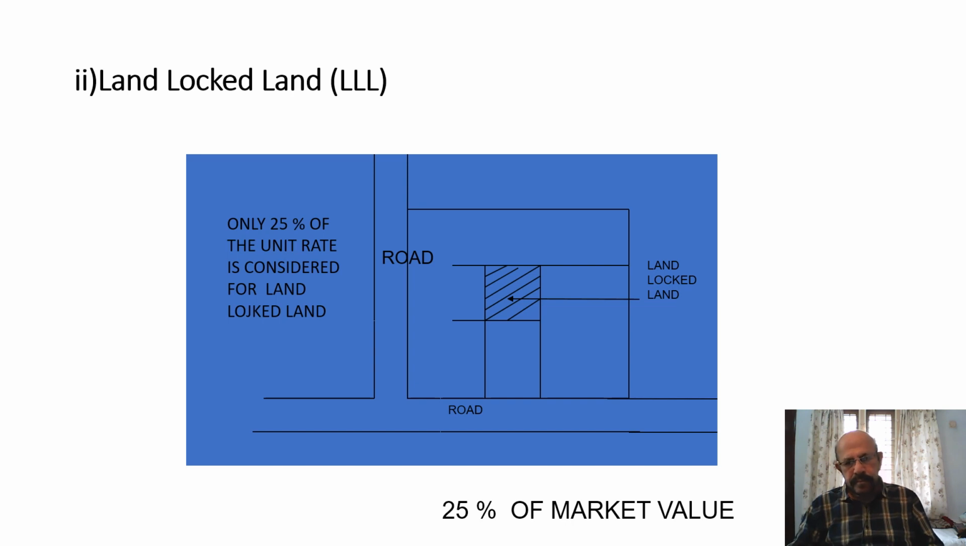Landlocked land. In this case, the particular land in question is surrounded by other private land. Thereby, there is no direct access to the land. It is landlocked by other properties of the neighbors. So the property is not marketable because only the persons staying surrounding the property will be interested to buy. So this is called a landlocked property.